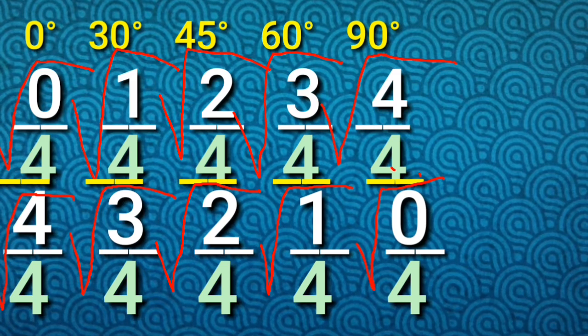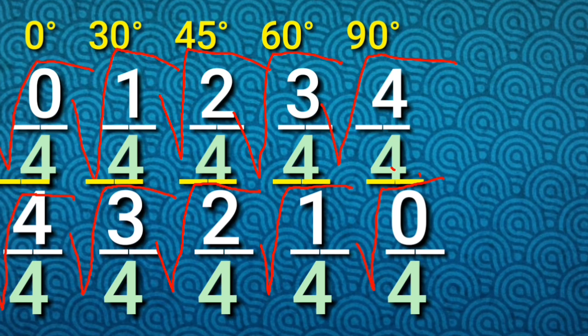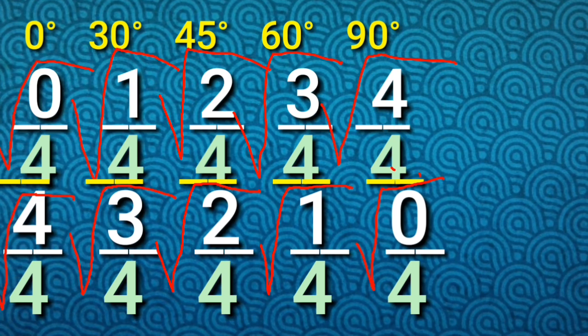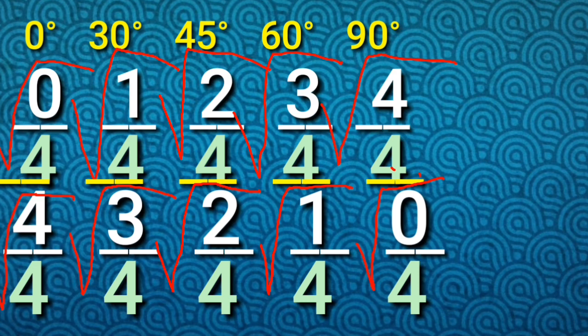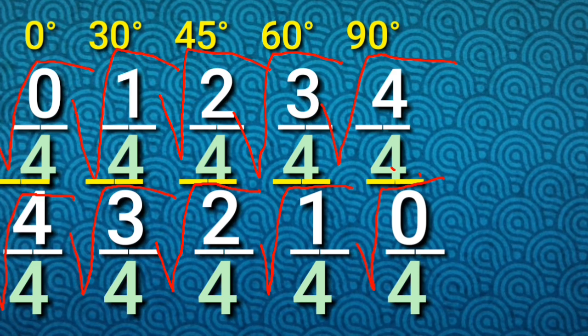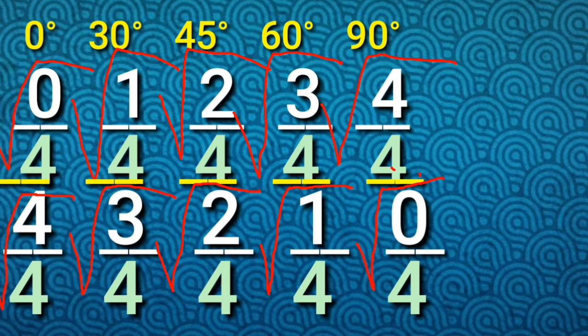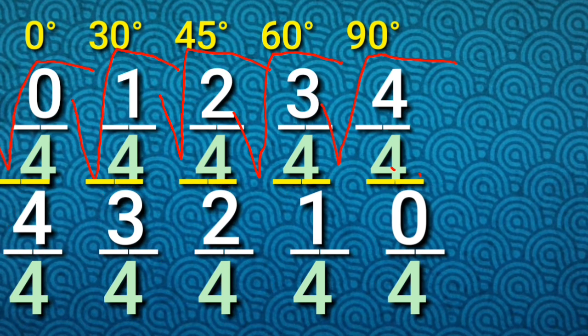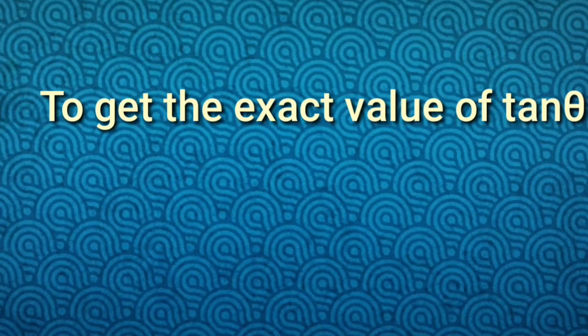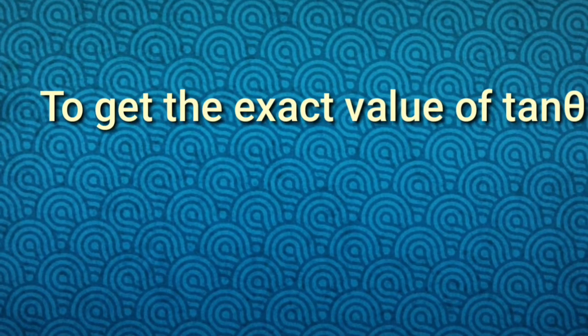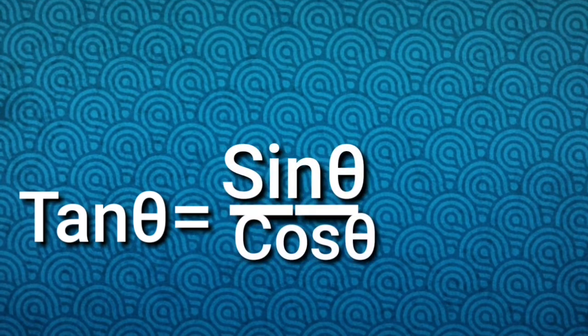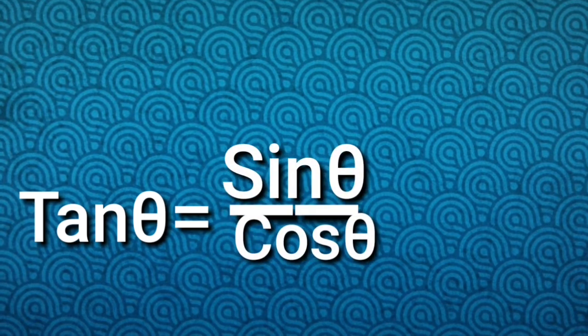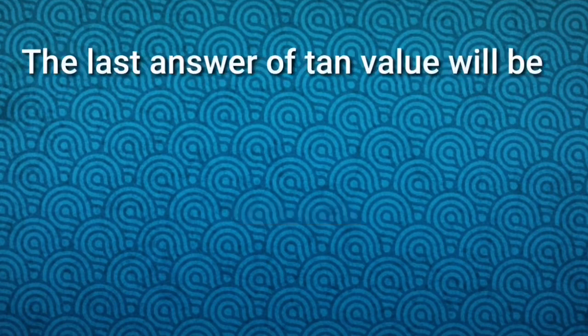That means sine theta over cos theta equals tan theta. The top is sine and the bottom is cos. Then sine over cos equals tan theta. To get the exact value of tan theta, it equals sine theta over cos theta. It is the relationship between them.